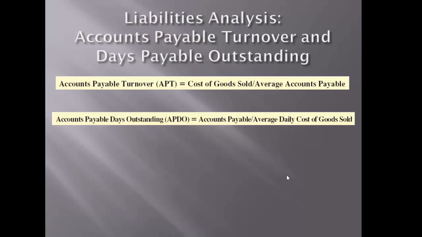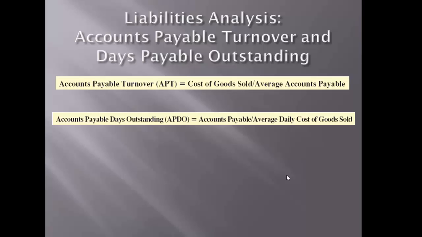Now, the accounts payable days outstanding measures how many days on average it takes a company to pay its accounts payable. And here we divide accounts payable by average daily cost of goods sold. Note that there is a link between accounts payable and cost of goods sold because we generally assume that accounts payable are incurred because of amounts owed to suppliers.